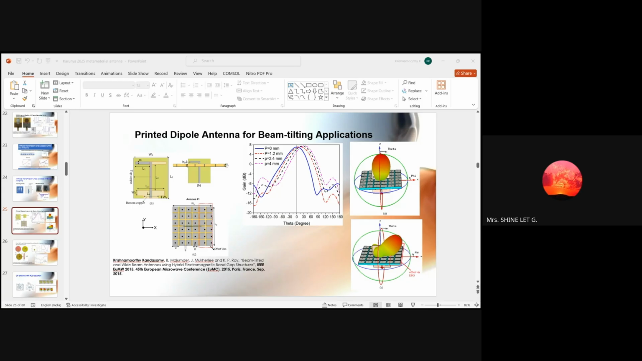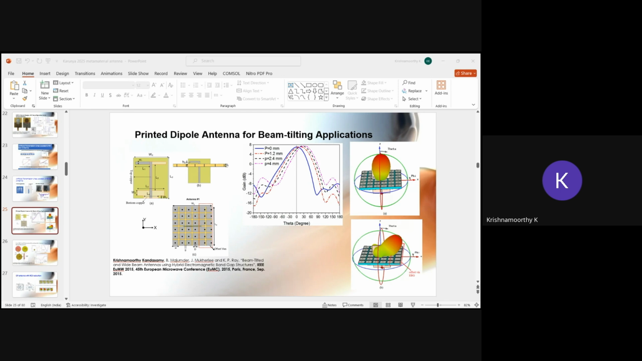Sir, one more question. Yes. How to decide the position of the metamaterial, as in the same plane or below the antenna? Can we get gain enhancement by a 2D metamaterial structure?